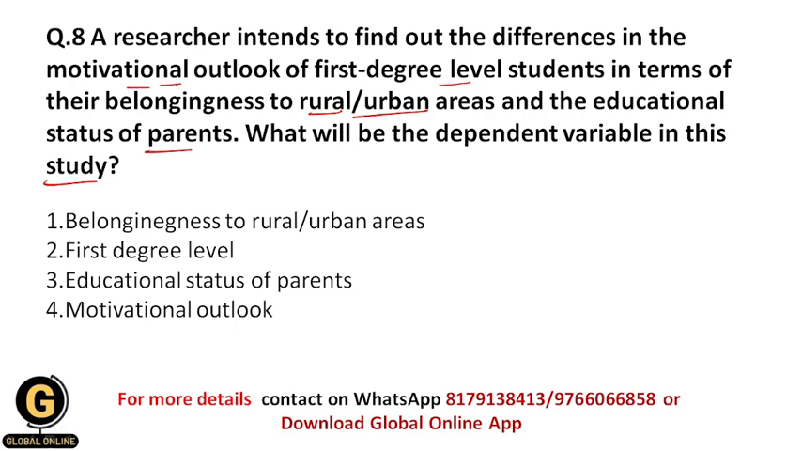Okay, and that's why your correct answer should be 4, that is motivational outlook, because the dependent variable is the effect variable and it basically depends upon the independent variables. So whenever we change the values of the independent variables, then automatically the values of the dependent variable will be changed. Okay, that's why your correct answer should be 4, that is motivational outlook.